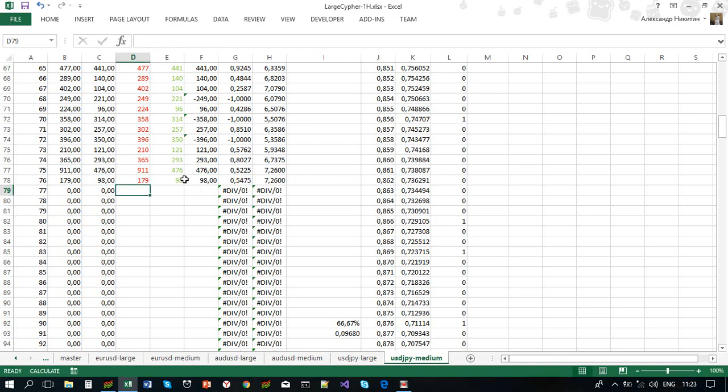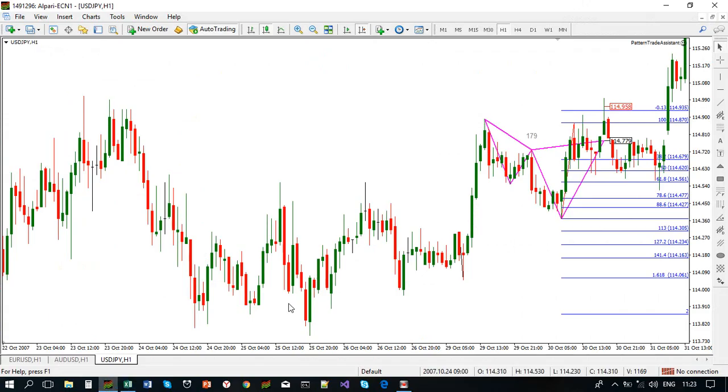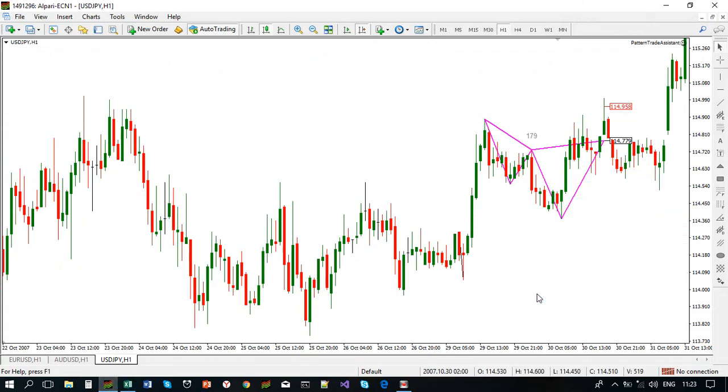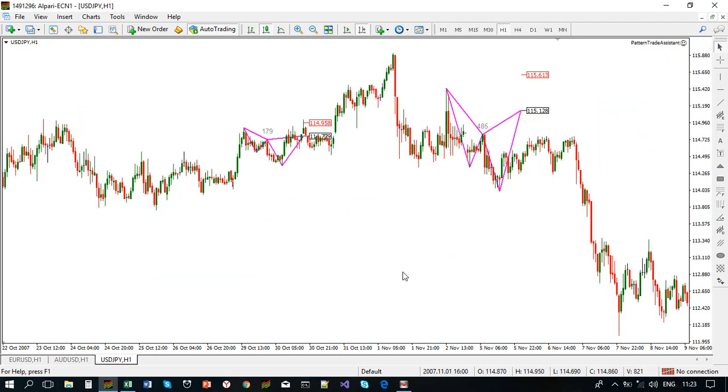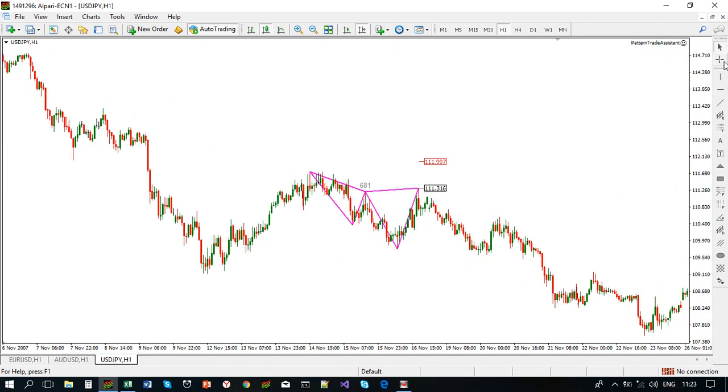Guys, you should keep in mind this doesn't mean that it is 98 pips and 179 pips. I'm running a 5-digit broker. The last number is a decimal of pip. It is not.